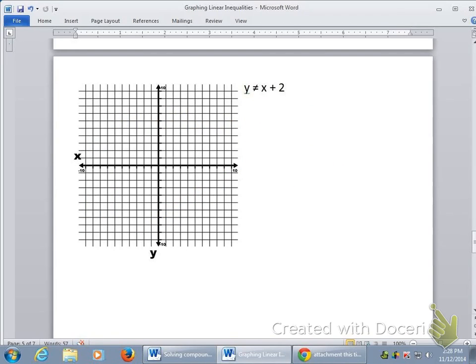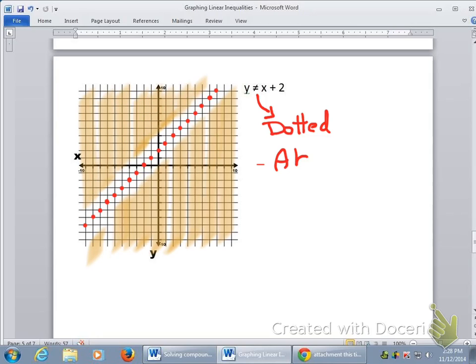Final equation is a little bit different. It's a not equal sign. So I'm not really sure about the graphing on this one, but I do know from our beginning that it's going to be a dotted line. So I do the dotted line there, and I'm not sure which way to shade. So which things are not equal to x equal 2? Well, anything not on this line, so everything below it, and at the same time everything above it. So in this case I actually shade everything except the line.